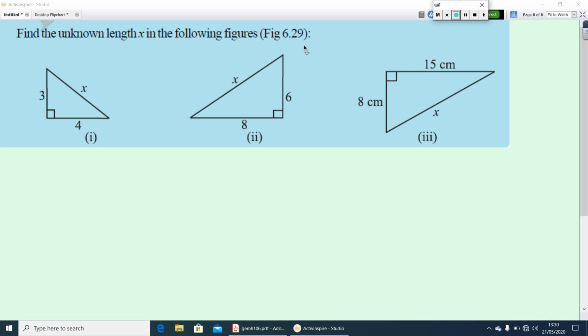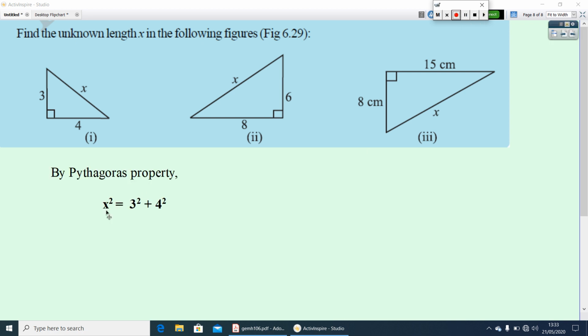Find the unknown length x in the following figures. Look at the first figure. The sides are 3 and 4. Find the value of x. You can use Pythagoras property here.